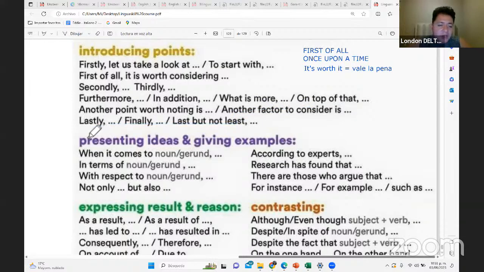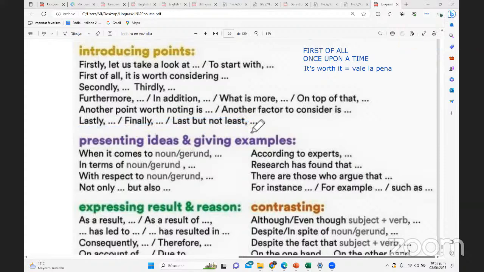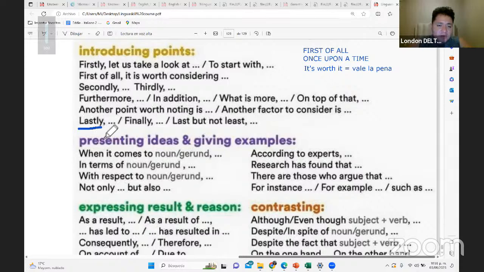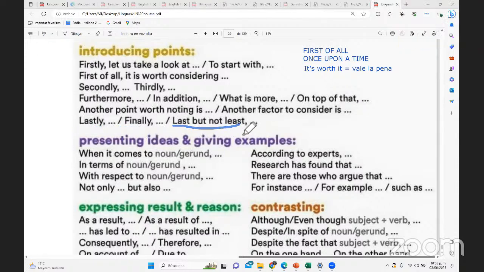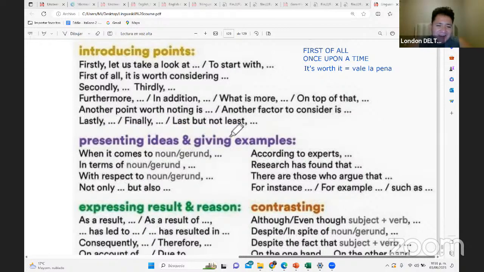Please, Pamela, can you read these three last expressions? These three last expressions. Tengo que leer. Ajá. Lastly. Finally, last but not least.